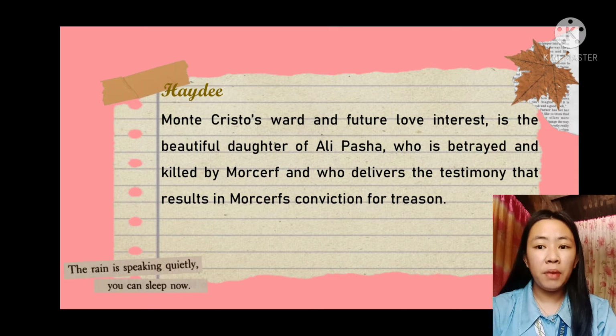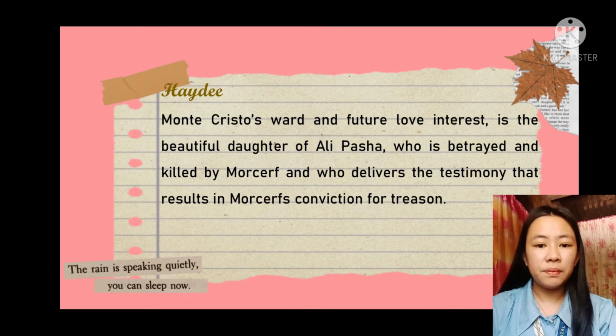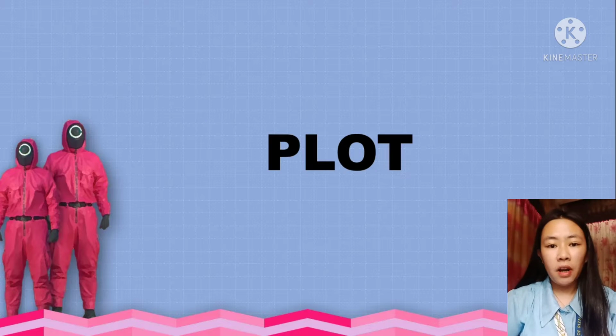So next, we have here Haydee, Monte Cristo's ward and future love interest. She is the beautiful daughter of Ali Pasha, who is betrayed and killed by Morcerf, and who delivers the testimony that results in Morcerf's conviction for treason. Let's proceed now to our plot.